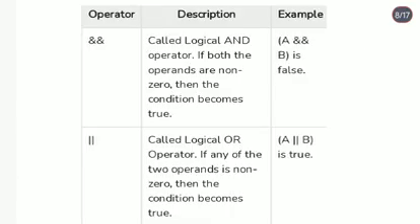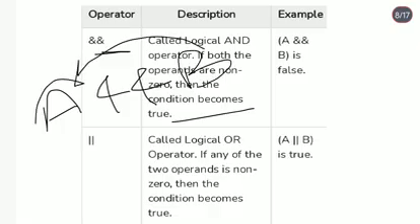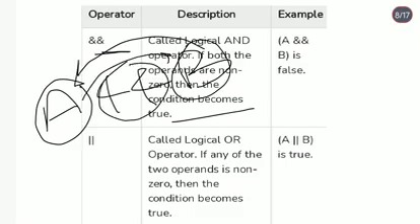Now we are going to discuss the logical operators. This is called the logical AND operator. If both operands are non-zero, then the condition becomes true. What I want to say is, for example, one condition is given in the a part and another condition is given in the b part. If both conditions are true, a is true and b is true, then we say the upcoming code will be executed and this condition is true. Otherwise this is not true.